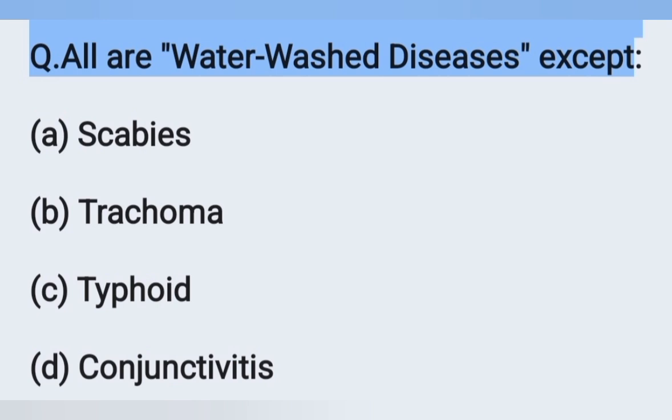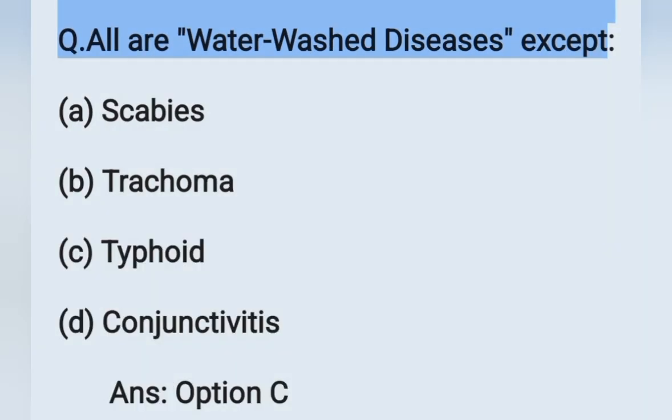And the next question is, all are water washed diseases except? Option A, scabies. Option B, trachoma. Option C, typhoid. Option D, conjunctivitis. Water washed diseases mainly occur due to lack of personal hygiene or inadequate water supply to a particular area. Some examples include Shigella, scabies, trachoma and conjunctivitis. But typhoid is not a water washed disease. Option C is the correct answer. Move on to the next question.